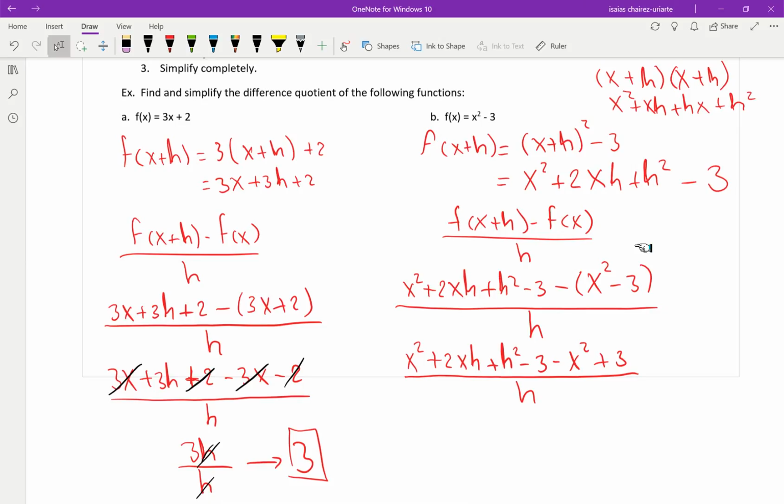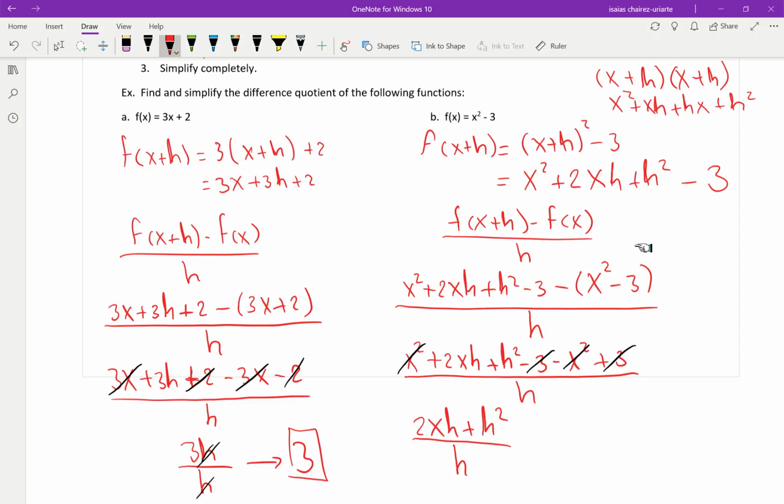Okay, and now if everything went correctly, all sorts of things should cancel for you. x squared cancels with x squared, negative 3 cancels with positive 3. Yeah, and I end up with this: 2xh plus h squared divided by h. And we're almost done here.